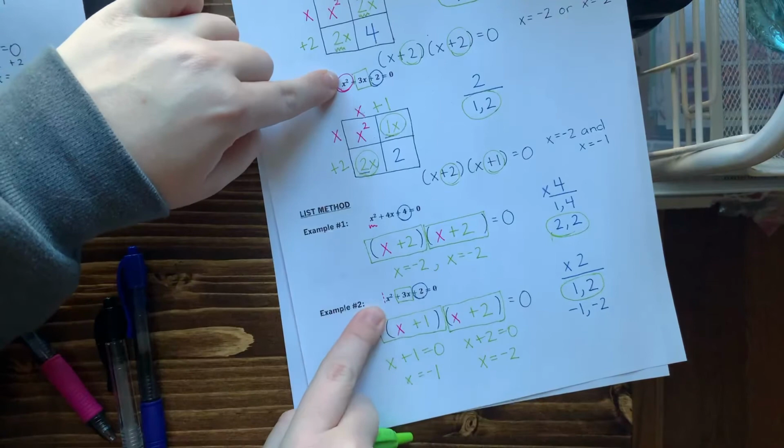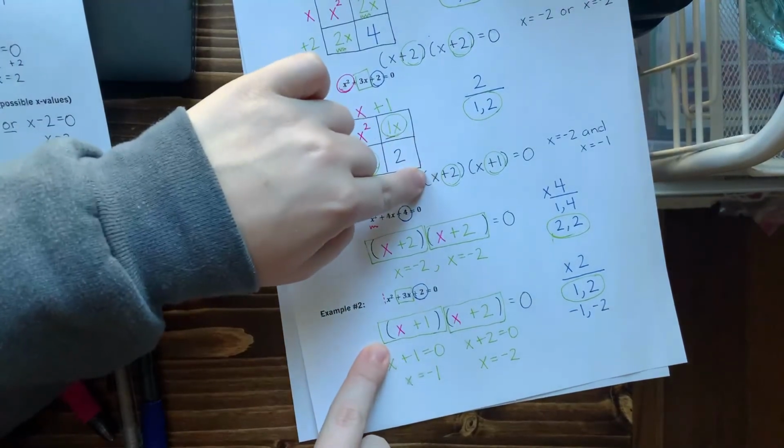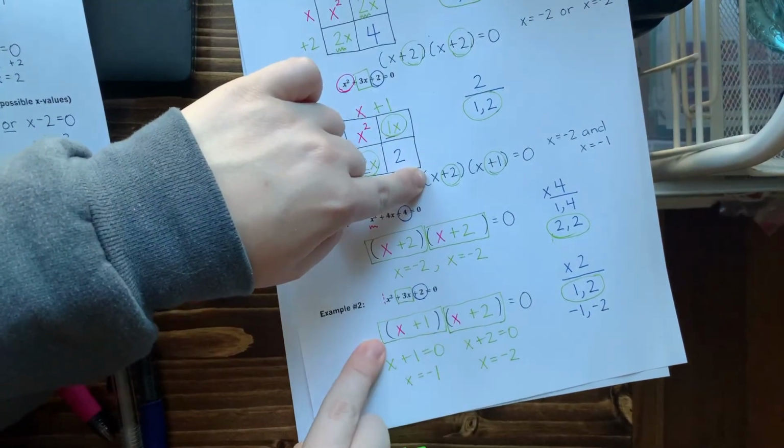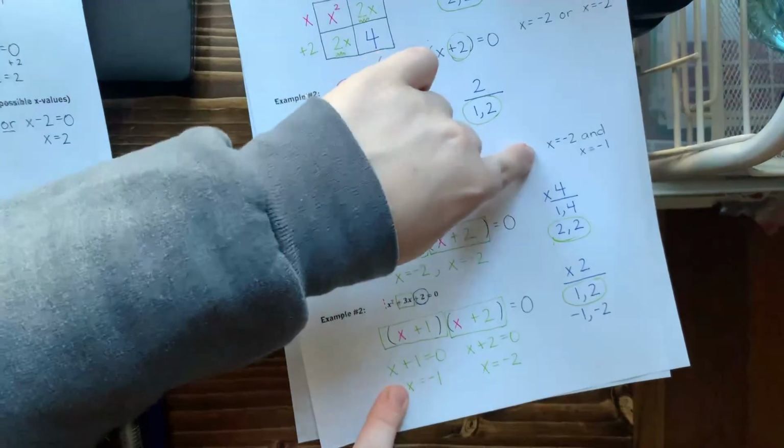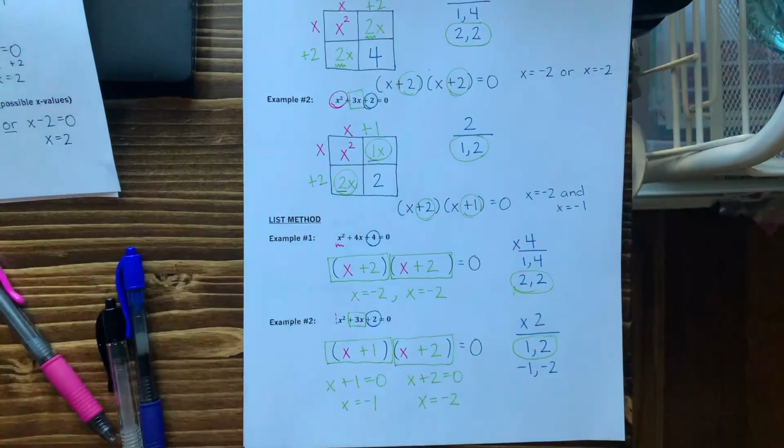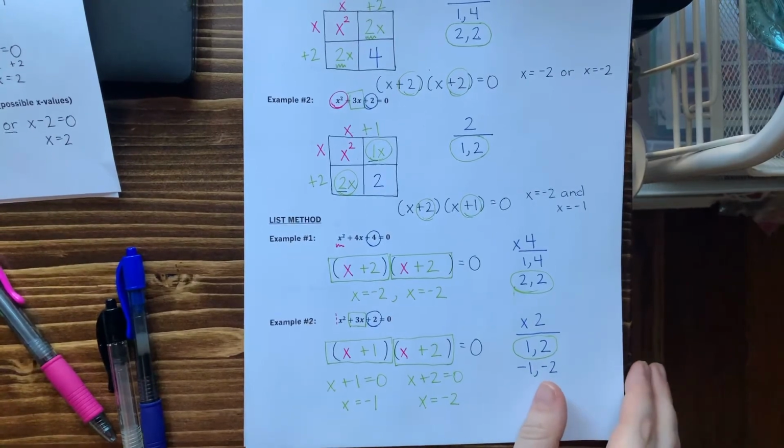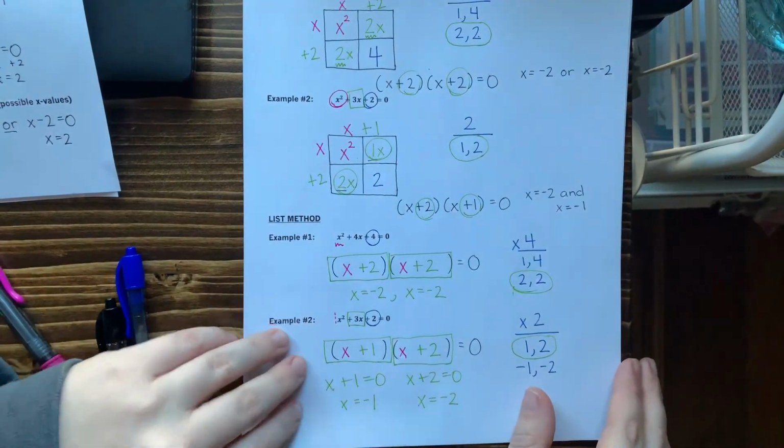These are the standard form. We got to the factored form. Even though we wrote it in a different order, it's still the same. We got the same roots. So you can use whatever method that you prefer. You can go back and forth between them, use the box method sometimes, use the list method sometimes. It's totally up to you.